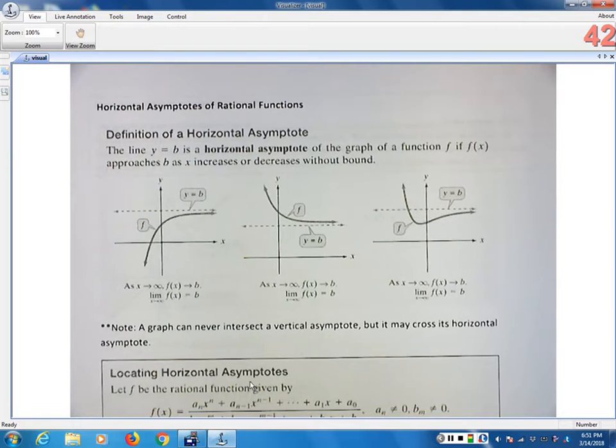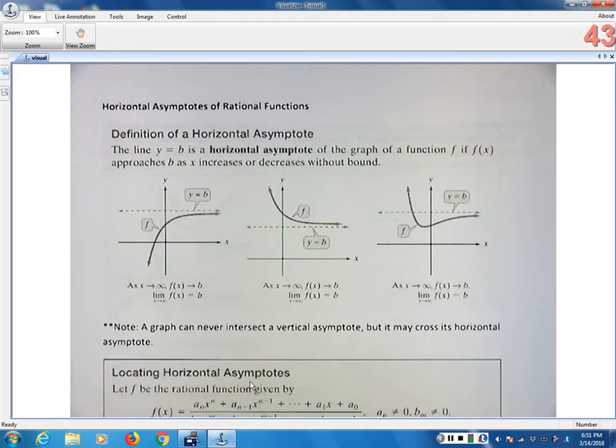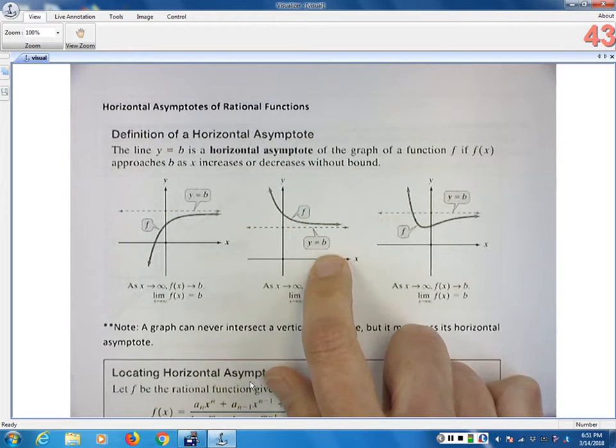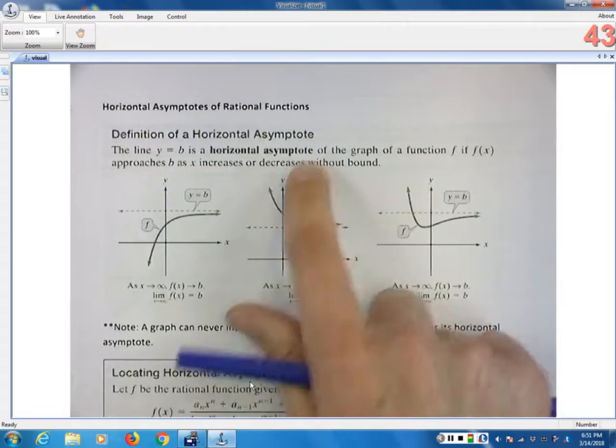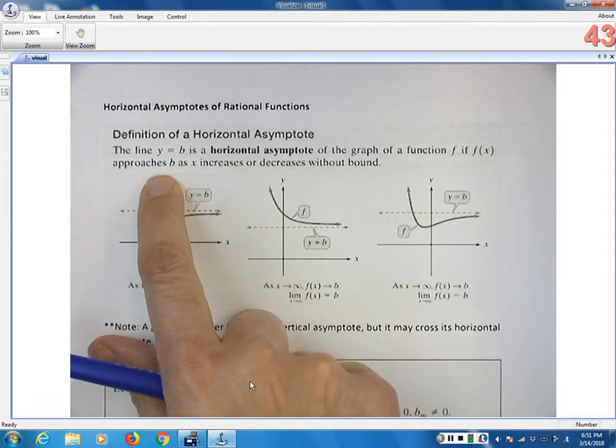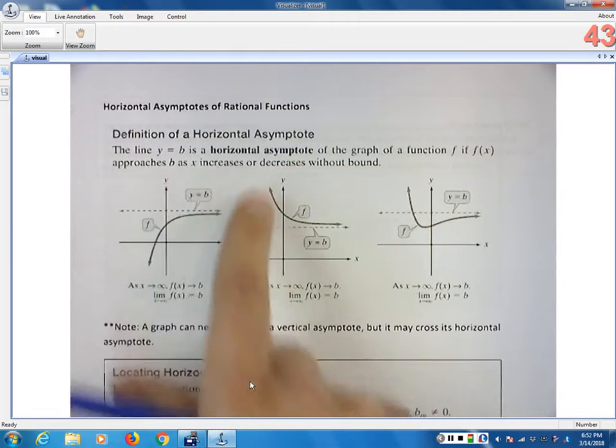Okay, so here's how you locate horizontal asymptotes. It's cold in here tonight. All right, the definition of a horizontal asymptote is a line y equals b. Remember, it's a horizontal line. The equation of a horizontal line has y equals a constant. We're going to say it's y equals b, where b is a constant. It's a horizontal asymptote of the graph of a function f if f of x approaches b as x increases or decreases without bound.